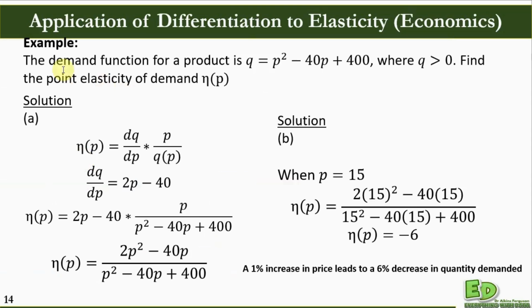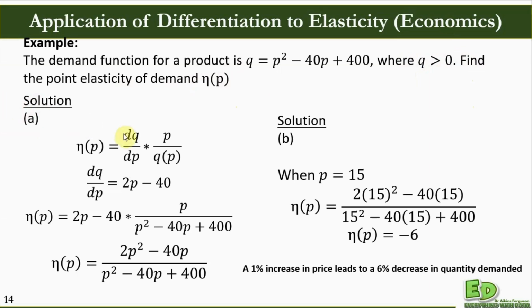It says that the demand function for a product, Q, which is quantity, is equal to P squared minus 40P plus 400, where Q is greater than 0. This simply means that say you are a manufacturer of a certain product, you can't say that you produce a negative quantity of your products, right? Always the quantity produced is greater than 0. That's the interpretation of this. So find the point elasticity of demand right here.